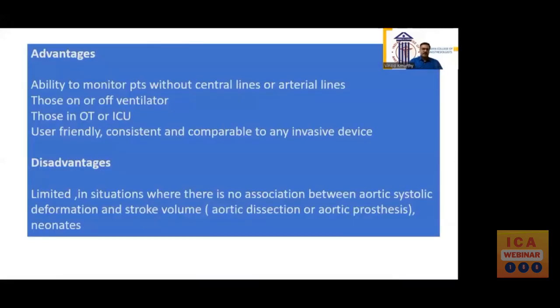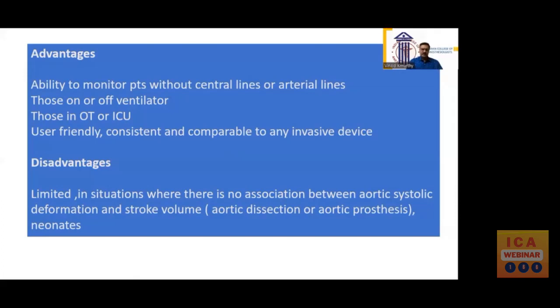So coming to the advantages and disadvantages of the monitor, the main advantage is its ability to monitor the patients without any invasive central lines or arterial lines. We can use this monitor in patients who are on the ventilator or off the ventilator, and in the OT and in the ICU. It's user-friendly, it's quite consistent and comparable to any invasive device.